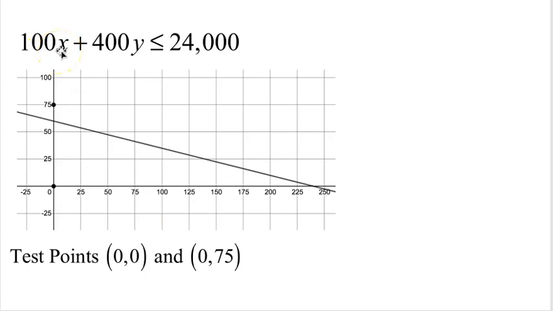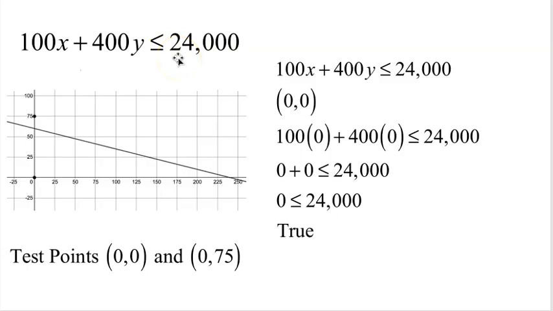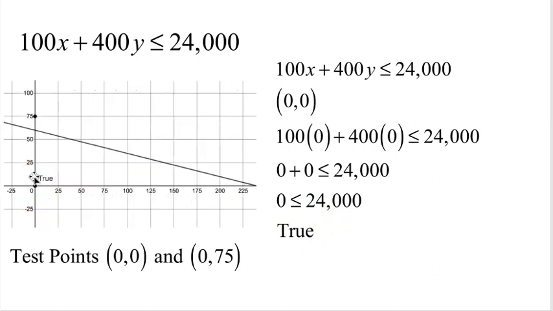100 times 0 plus 400 times 0, is that less than or equal to 24,000? 100 times 0 is 0, 400 times 0 is 0. Is 0 less than or equal to 24,000? It sure is. That's true. So the 0, 0 point is on the true side. So when we're finished, we should shade on the side that has 0, 0.